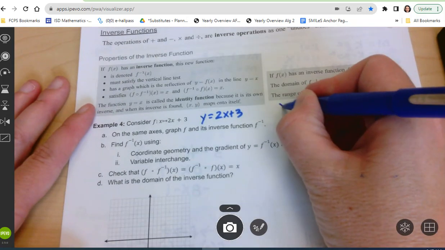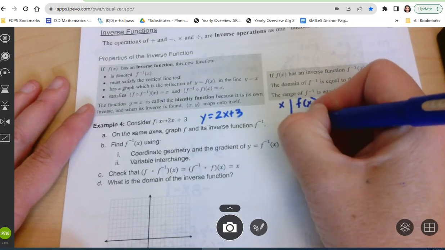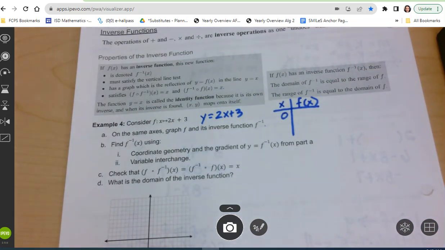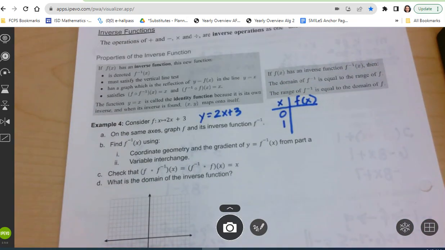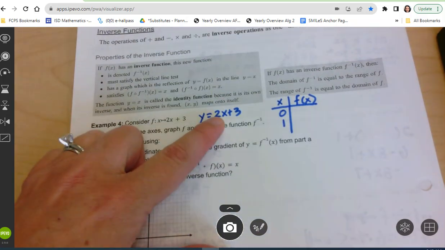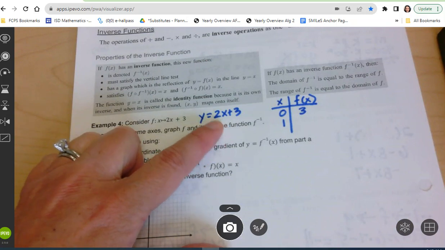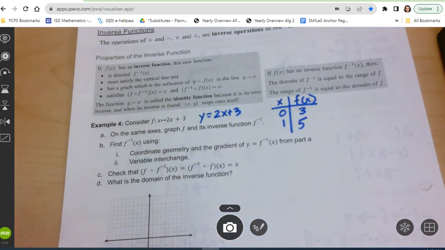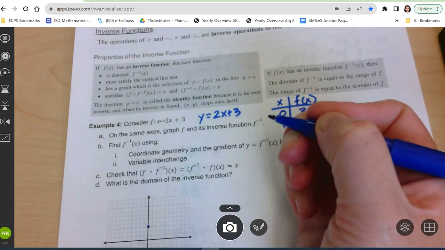So here's our table of values for f. 0 is a really nice one to put in because it's just so easy. And I'm going to put in 1 because that's easy too. All right. So if I substitute 0 into the function, I get 3. And if I substitute 1, I do 2 times 1 plus 3, so I get 5. I'm going to graph those 2 points, (0, 3) and (1, 5).